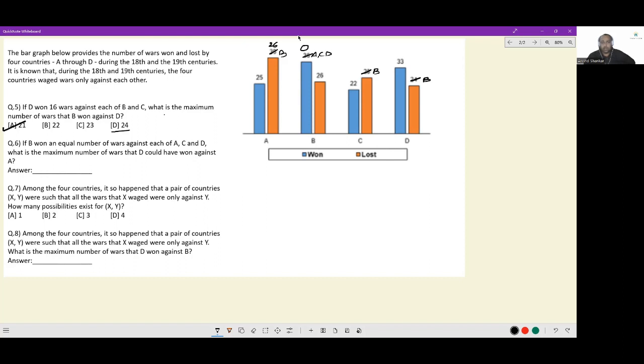This will come to 26. This will come to 16. This will come to 12. And now we are looking for the maximum number of wins that D could have won against A. So this and this I don't want to touch until there is no other scope left. These two I don't want to touch until there is no other scope left.